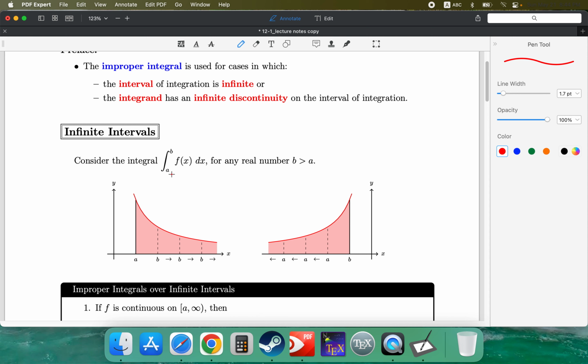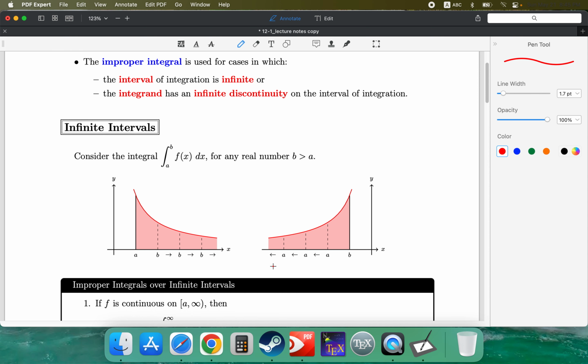Similarly, if you have an integral from negative infinity to some number, we can fix the upper bound b and then decrease the value of a. For example, you can integrate from negative 2 to negative 1 and then decrease the value of the lower bound. You integrate from negative 3 to negative 1, negative 4 to negative 1, and eventually we will let a go to negative infinity. So that's the idea. Let's take a look at the boxes below.